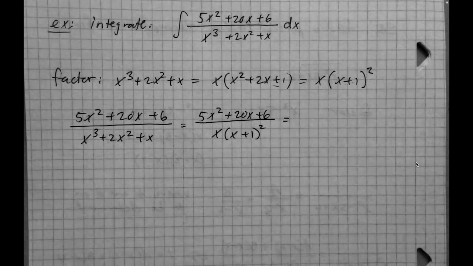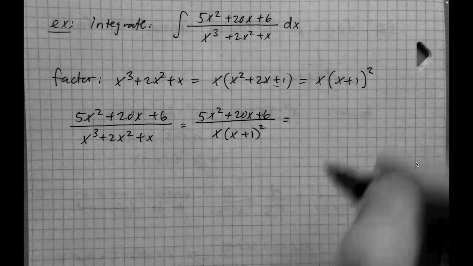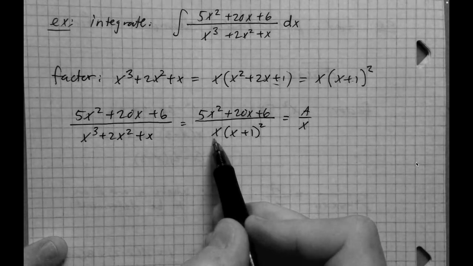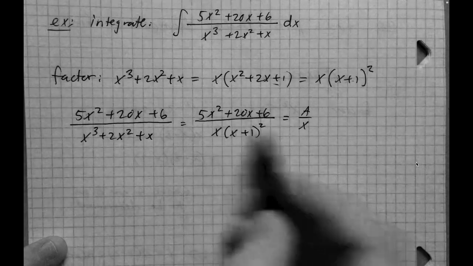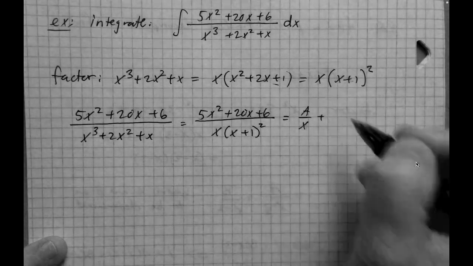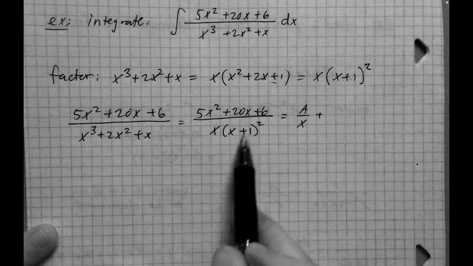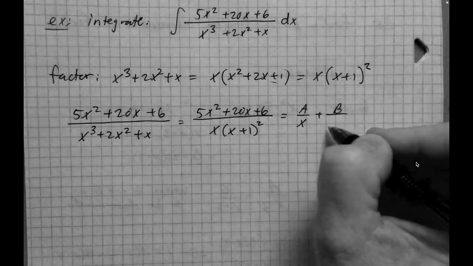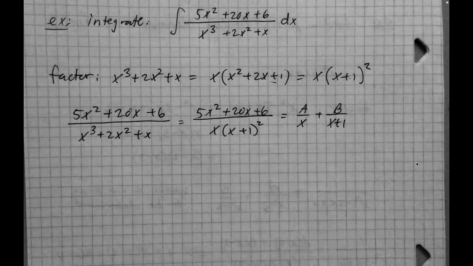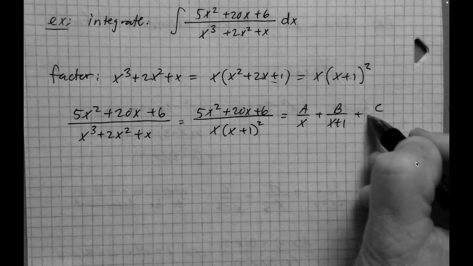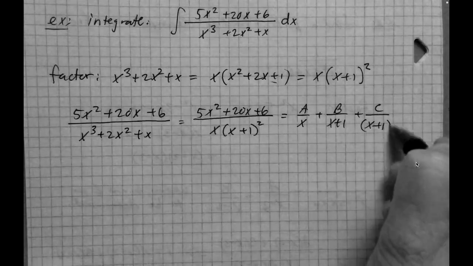Okay, and now here's where we have to bring in our partial fractions. So the form here is going to be A over x, that's for this guy. The single linear factor is going to have a term equal to A over x for some A, and then the x plus 1 squared, that's a repeated linear factor, right? So it's going to have a B over x plus 1, and there's going to be a second one called C, and it'll be C over x plus 1 squared.